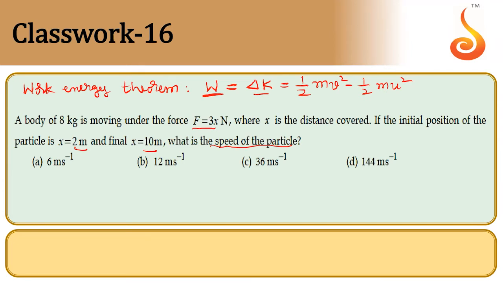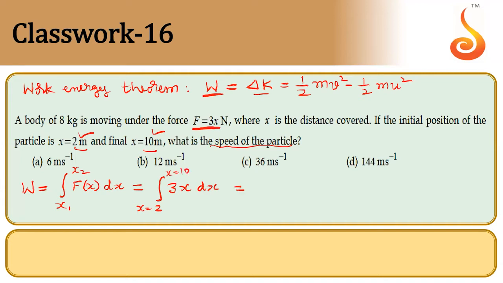So we know that work done is equal to the integral of f of x dx from x1 to x2. See, force is a function of displacement. It's not constant. It's a variable force. So we have to go for integration. Now that should be equal to the integral of force, which is given by 3x, into dx, from x equal to 2 meter to x equal to 10 meter.